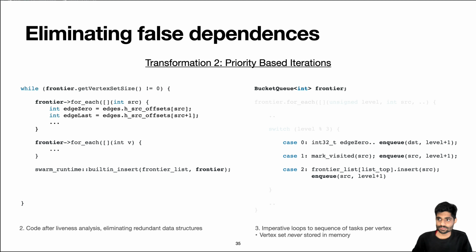highlighted code. The critical difference this makes is that now the vertices to be processed are never actually written to the memory. Instead, the operations to be performed on them are directly scheduled as Swarm tasks. Now the vertices from different rounds can be processed out of order as expected.